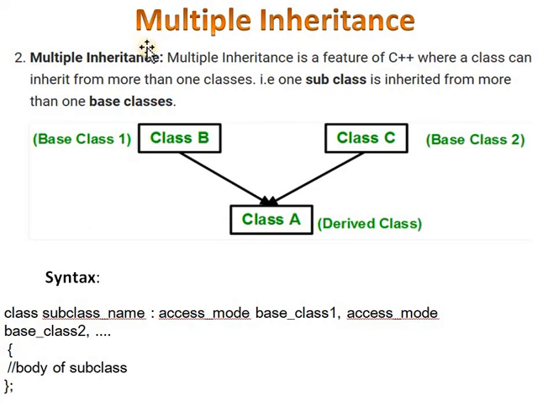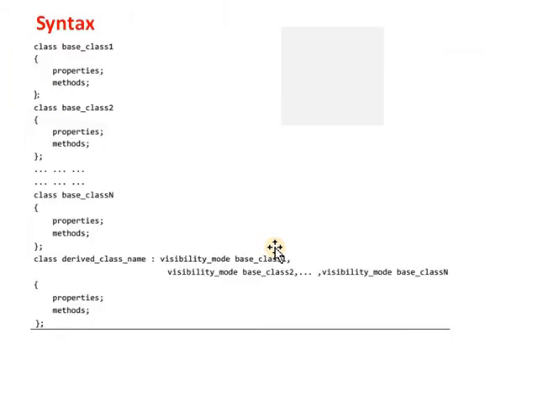Then there is multiple inheritance. In multiple inheritance, there are multiple base classes and only one single derived class. There is more than one base class, more than one parent class, and only one child class. This is multiple inheritance. What is the syntax for multiple inheritance?